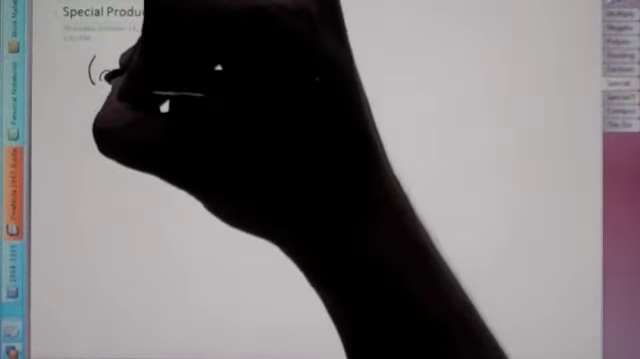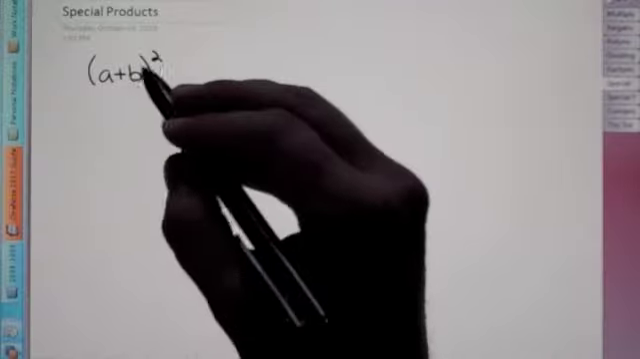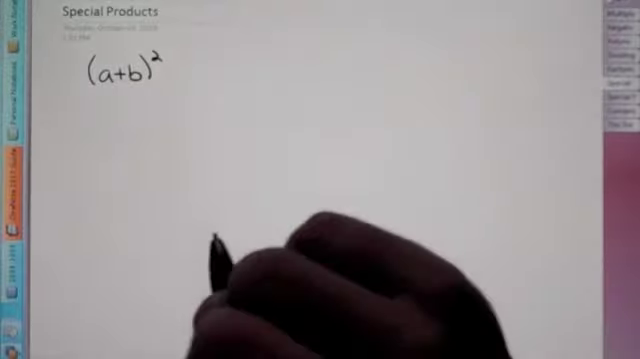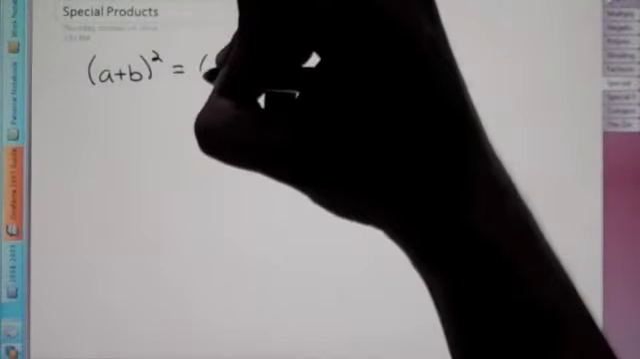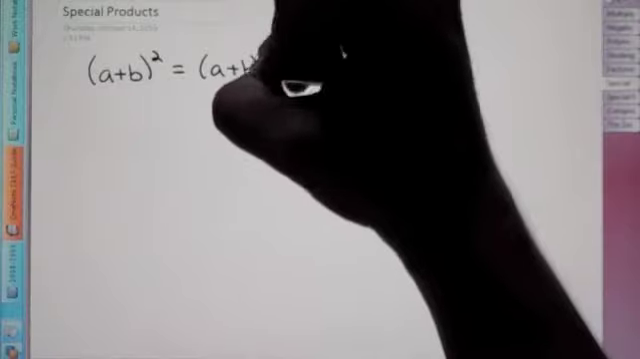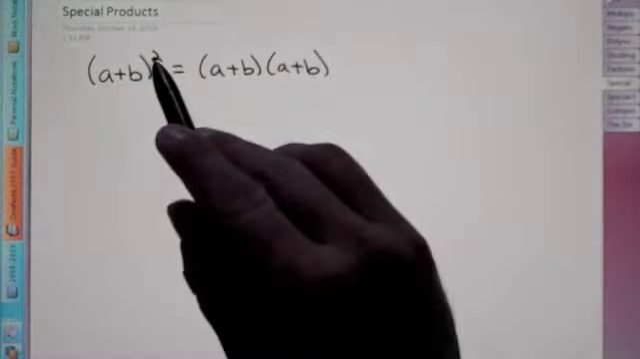Algebra 2. This section we're going to do today is called special products. Well, our first special product looks like this. You have (a + b) to the second power. Now, for something to be squared means that term times itself. So in actuality, what you're really saying is (a + b) times (a + b). Okay, that's what the squared means.